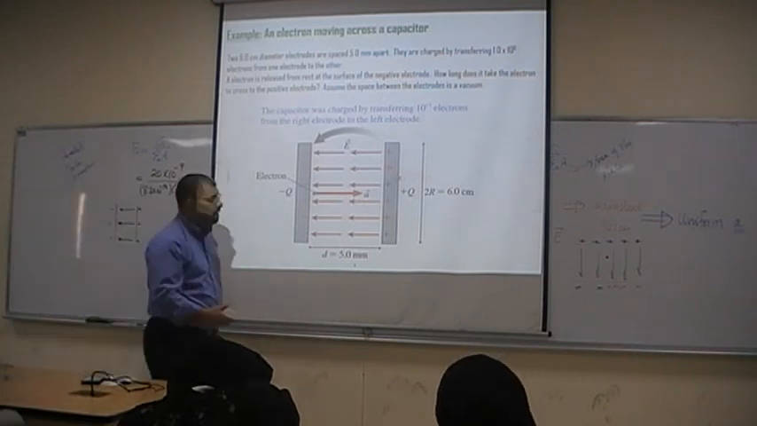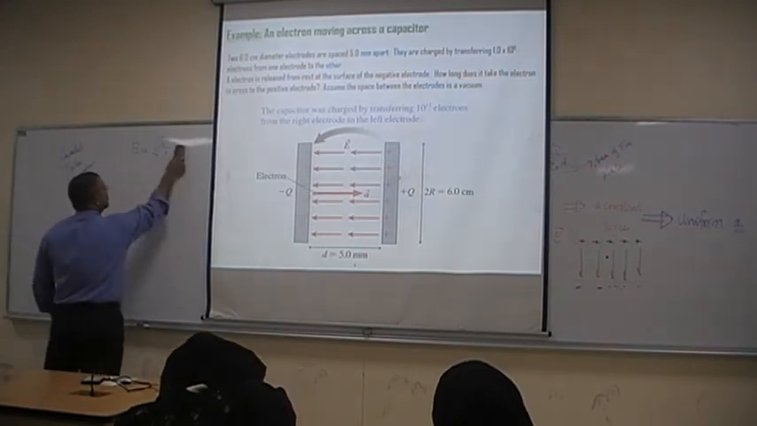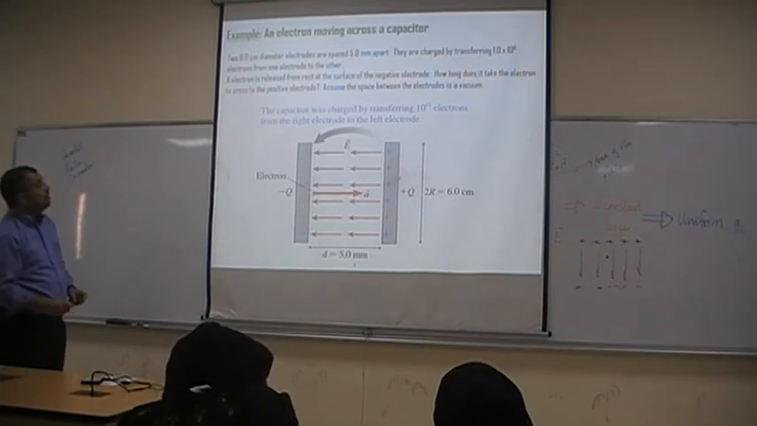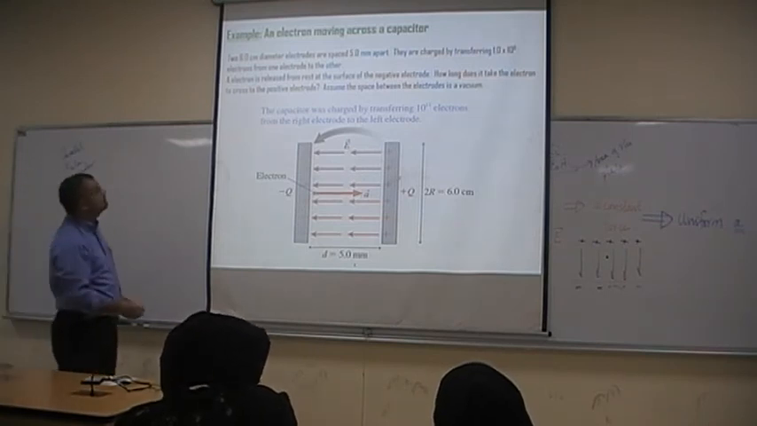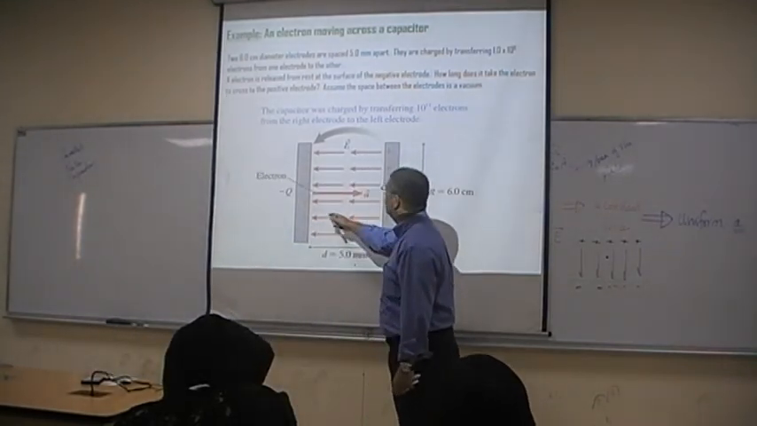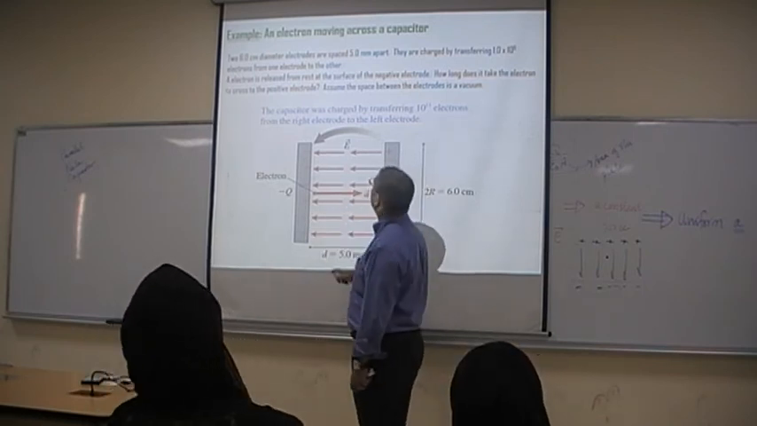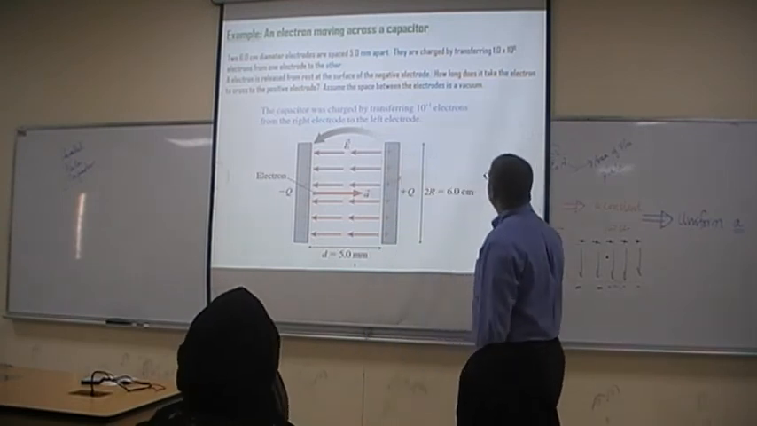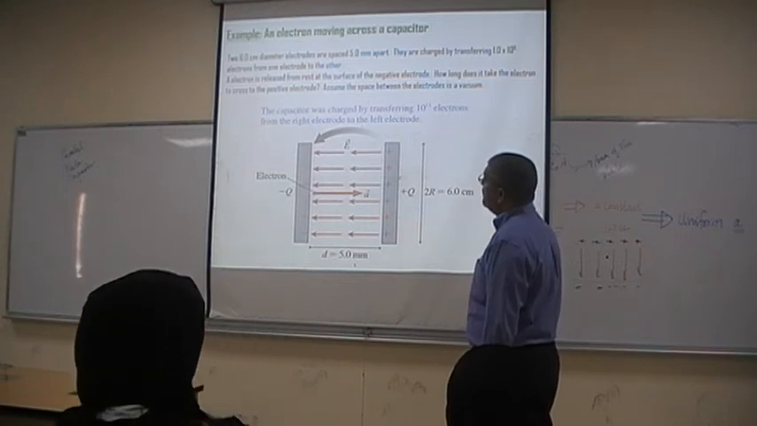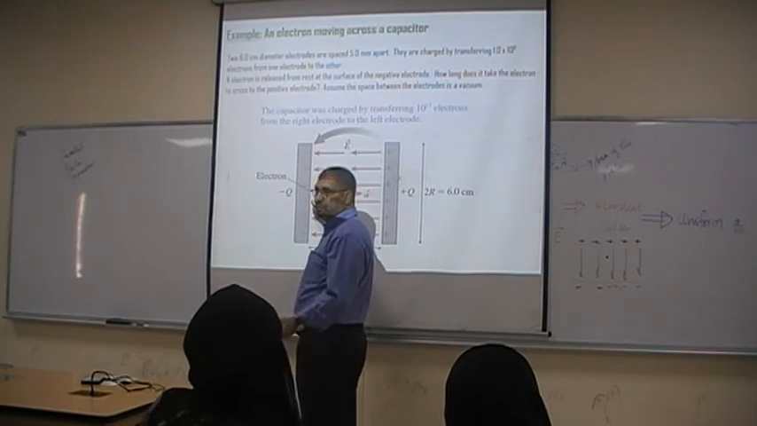Let's do a more sensitive example. We have 2 plates, and each one of them is 6 centimeters in diameter, electrodes. One of them is positive, one of them is negative, and they're separated by a distance of 5 millimeters. They are charged by transferring that many electrons from one electrode to another. An electron is released. Remember they released? V0 is equal to 0, right?